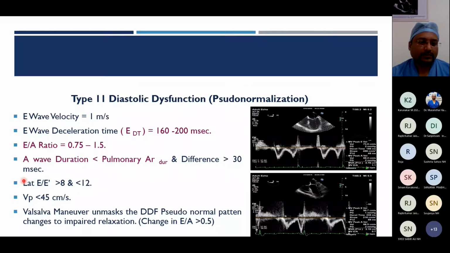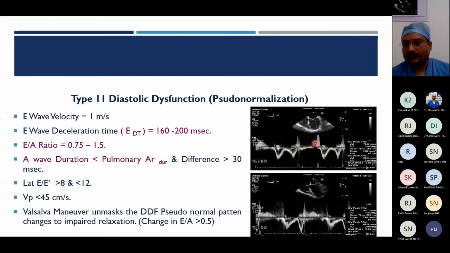dysfunction. So in that, what we do is, if we see the A wave duration, it is less than the pulmonary AR duration, and the difference is usually more than 30 milliseconds. If we consider lateral E by E prime, it becomes more than 8 and less than 12. And if we do flow propagation velocity, which is another method of diastolic dysfunction assessment, the flow propagation reduces. The Valsalva maneuver unmasks the diastolic dysfunction. Pseudo-normal patterns become impaired relaxation, and the change in E by A is more than 0.5.